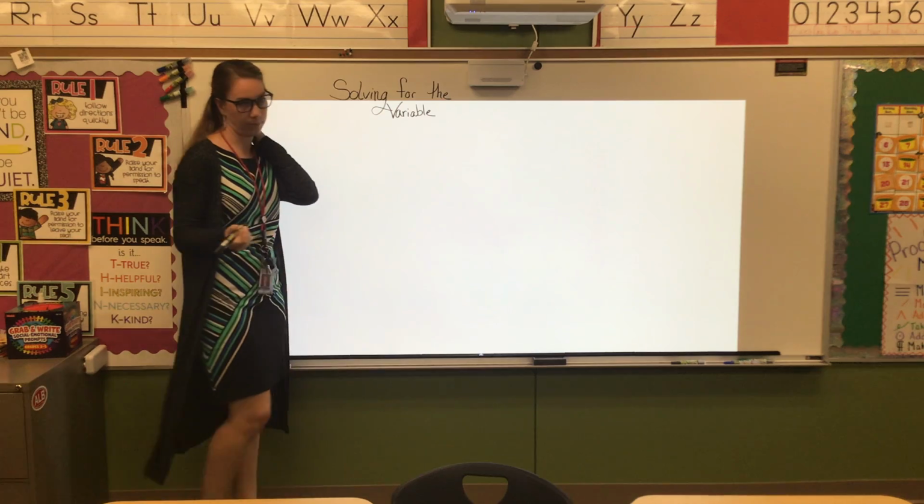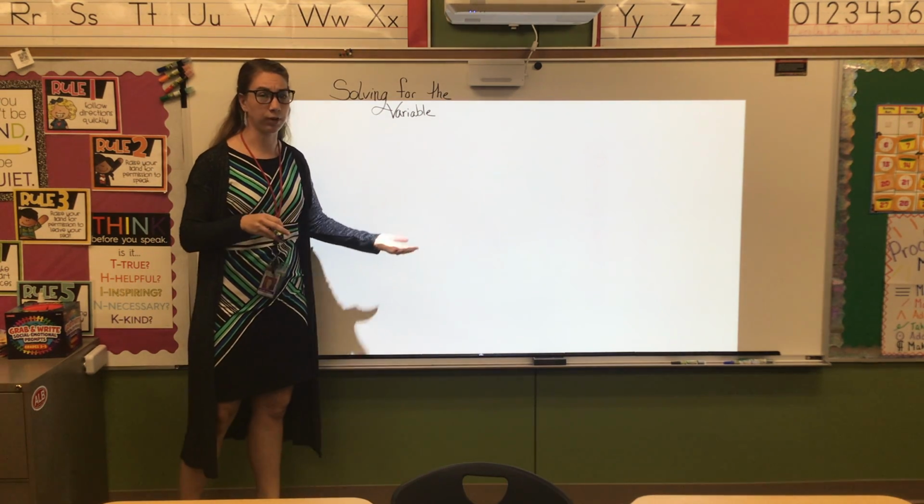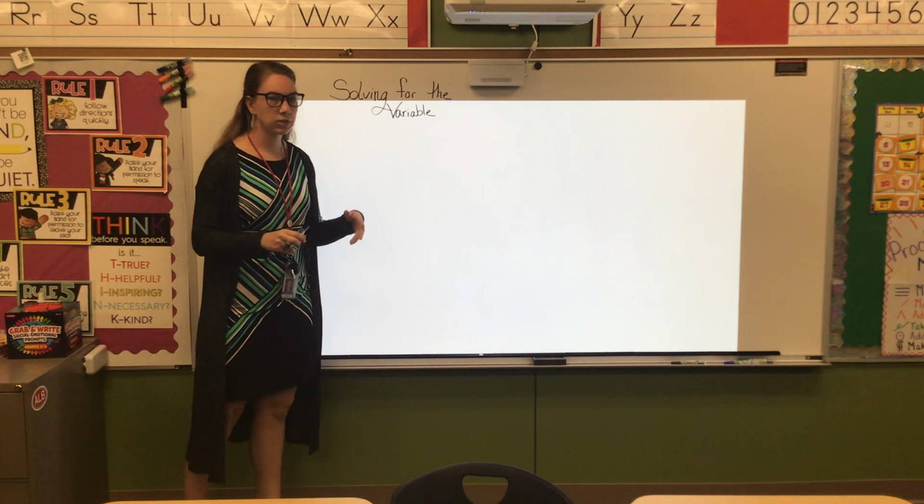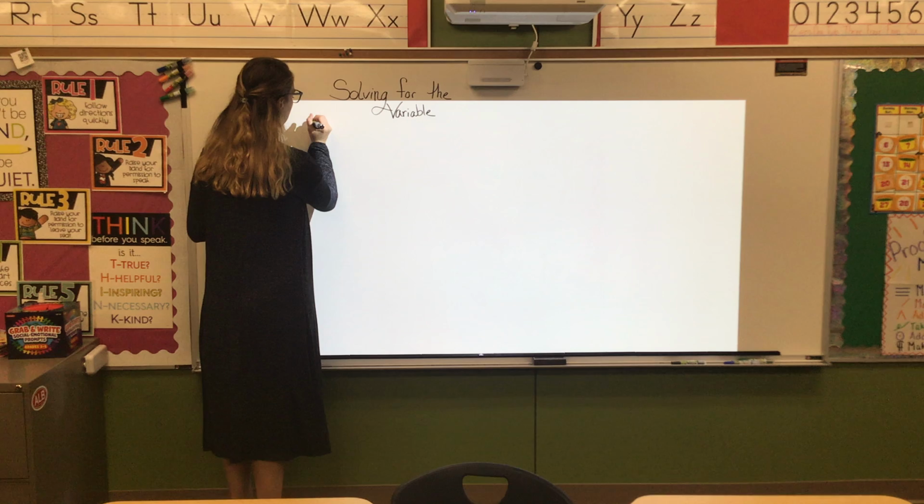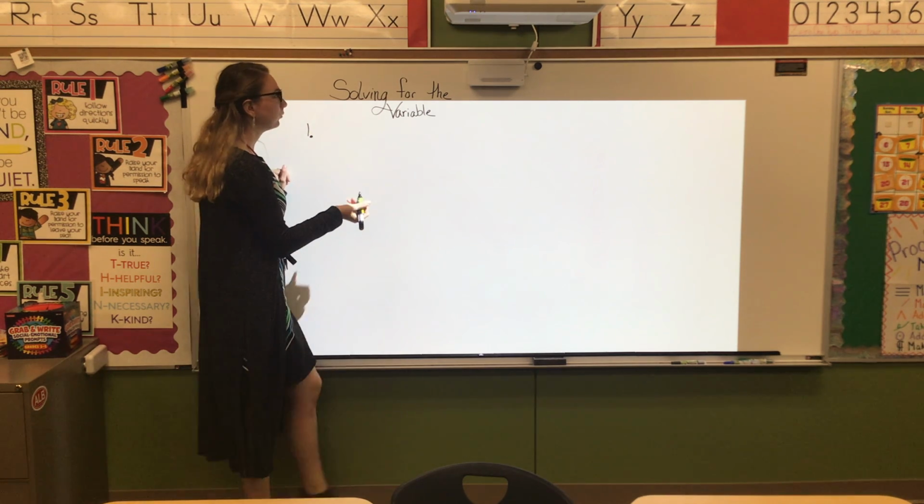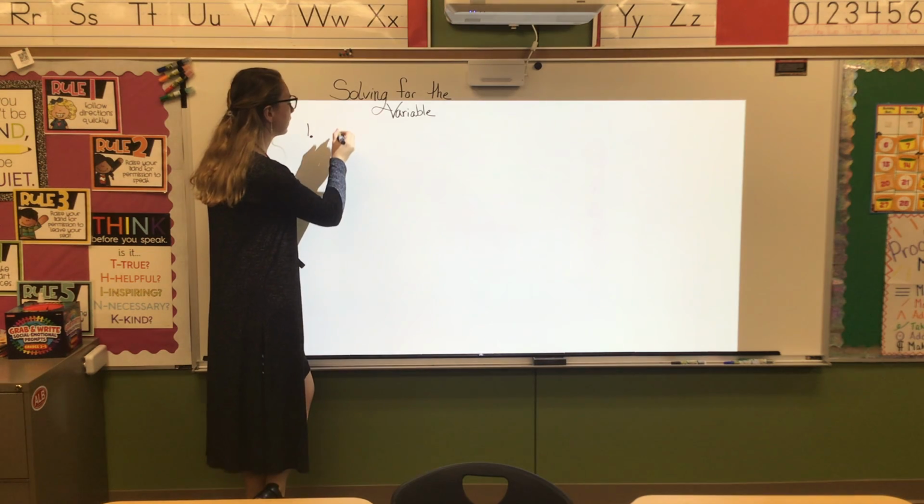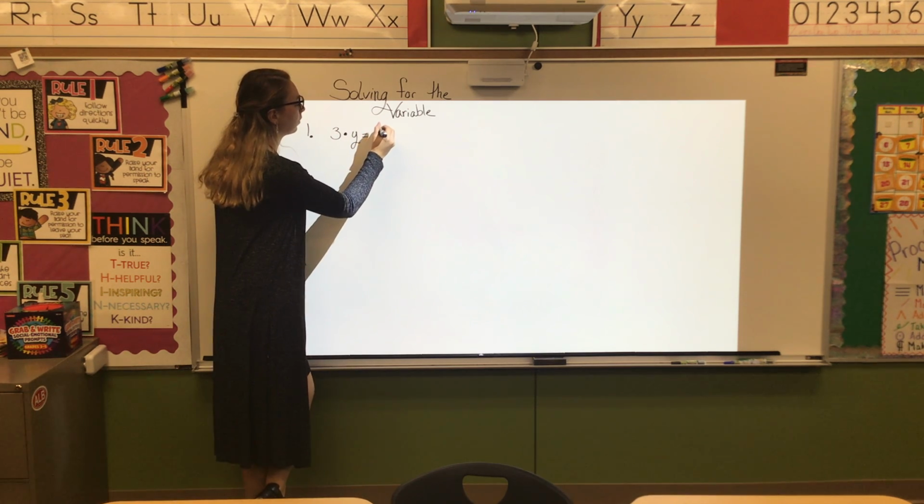We're solving for the variable. So in any equation that has a variable, you need to solve for it. If our equation is something simple like, let's start with the number one. We'll label them so that you can follow along. We're on the first one. If we did 3 times y equals 6.